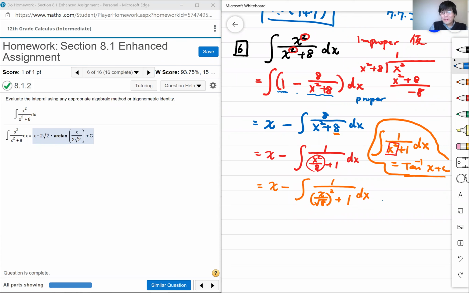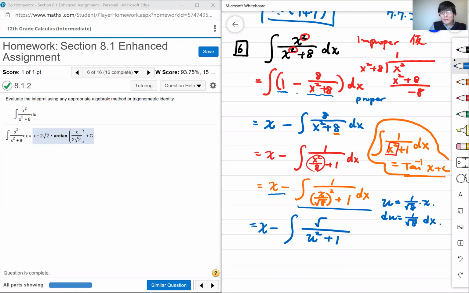Now it's going to be substituted like this. So u is equal to 1 over square root of 8 times x. Then du will be 1 over square root of 8 dx. You are not going to substitute this part. This part is done. We're just looking at this part, okay? So after the substitution, it is going to become 1 over u squared plus 1 times square root of 8 du.